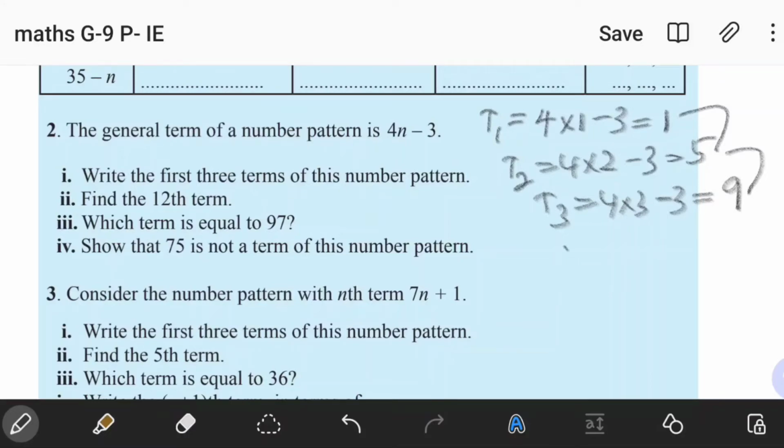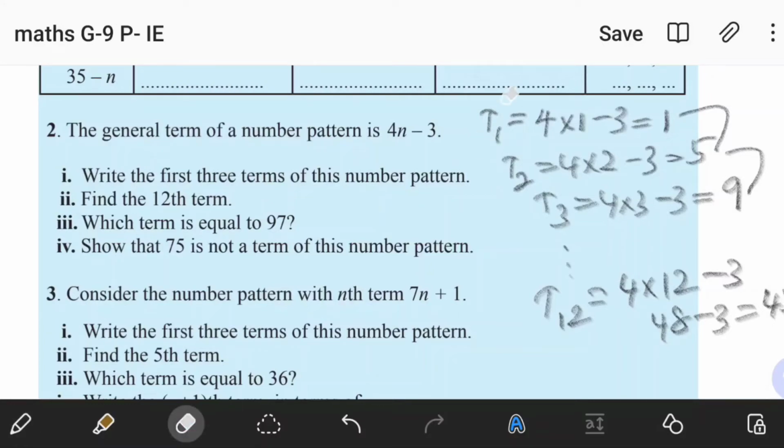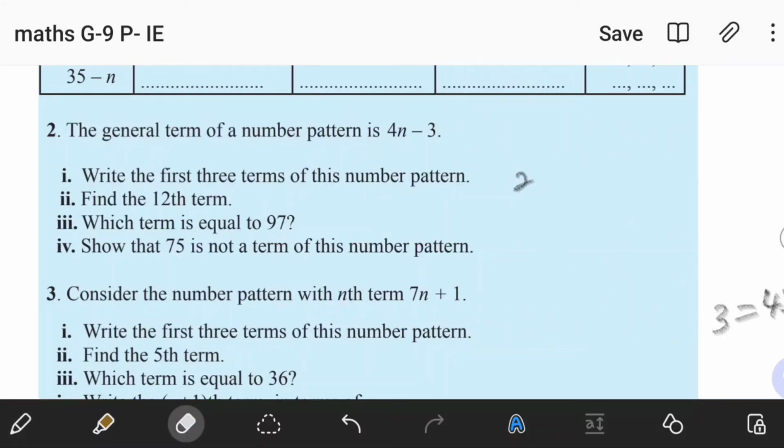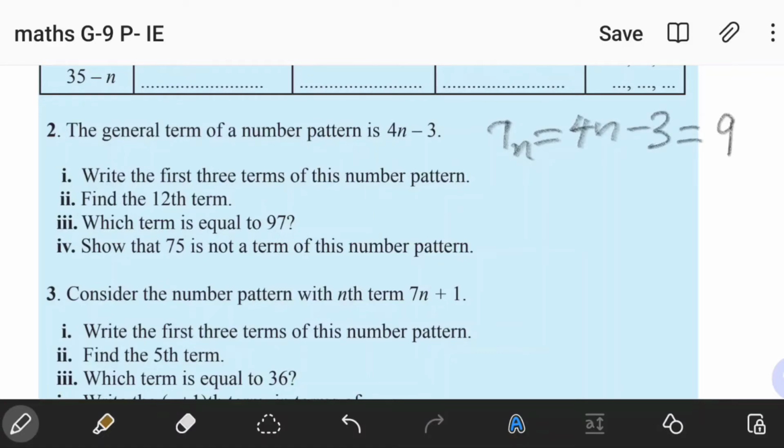Find the 12th term. Likewise, if you just go to the 12th term, that will be 4 times 12 minus 3. 4 times 12 is 48, minus 3 is 45. Then they are asking which term is 97. For that, let's just take some space here. Now they are asking the n value given 4n minus 3 is 97.